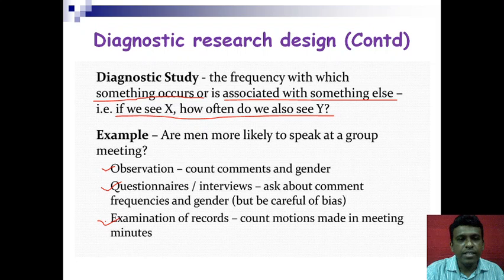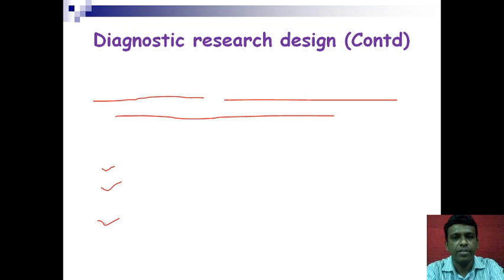So to wrap up today's lecture, diagnostic research design mainly focuses on the frequency with which a certain thing happens. Frequency is the count, how many times a certain thing happens, how many times a variable shows up in the research. And the second focus area of diagnostic research design is its association with some other variable. Suppose x is a variable and y is one more variable, if x happens, then how many times does y happen? When we are doing this kind of research, this is nothing but diagnostic research design.